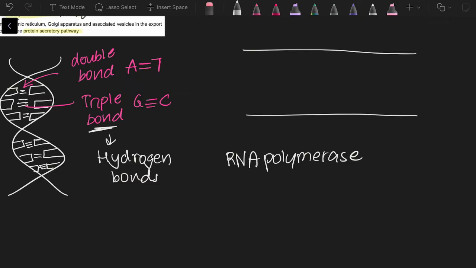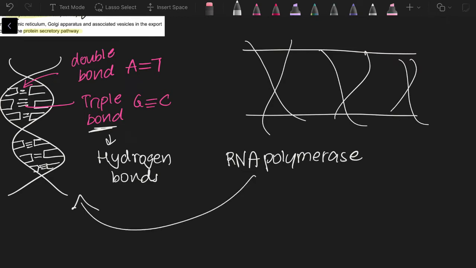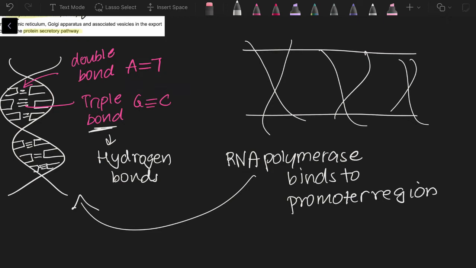Alright, so if we have these two strands connected, it's not a very clear diagram, but if it looked like this, it will bind to the promoter region on the DNA, which we saw in the previous part. What is the promoter region? The promoter region is a short sequence of nucleotides to which the RNA polymerase binds to initiate transcription.